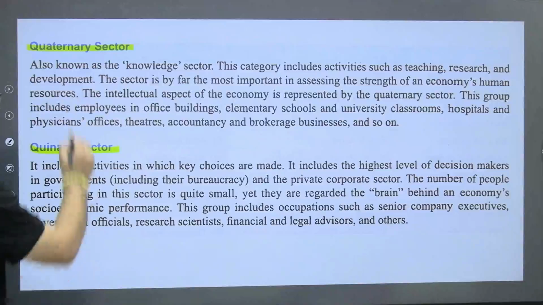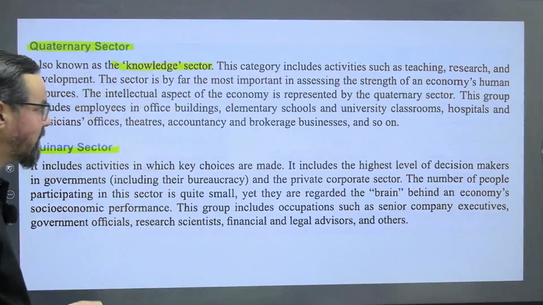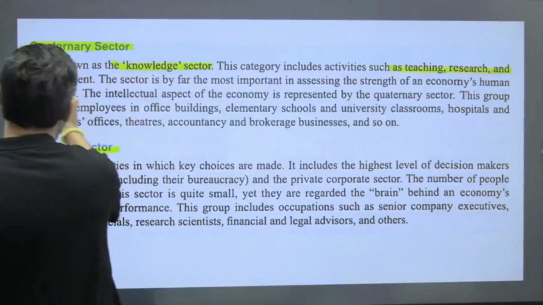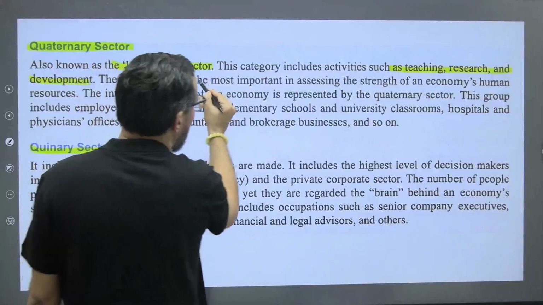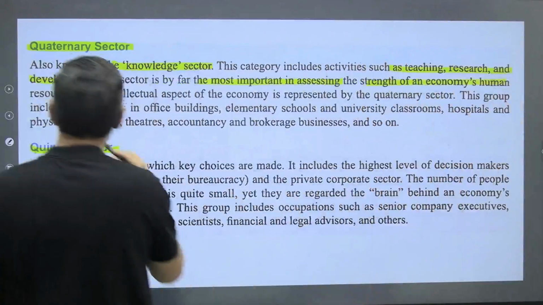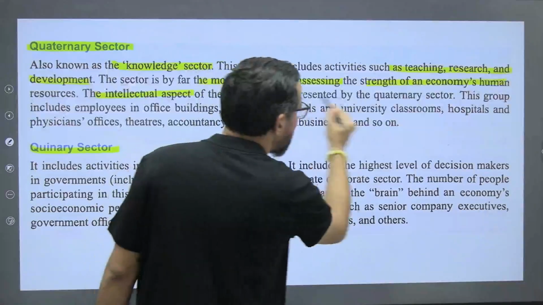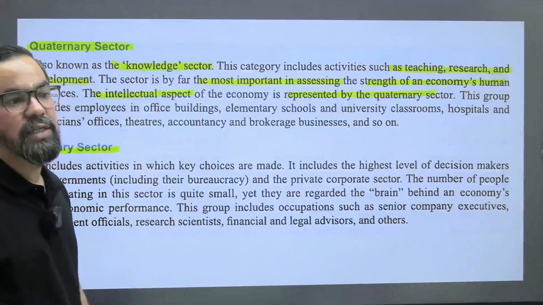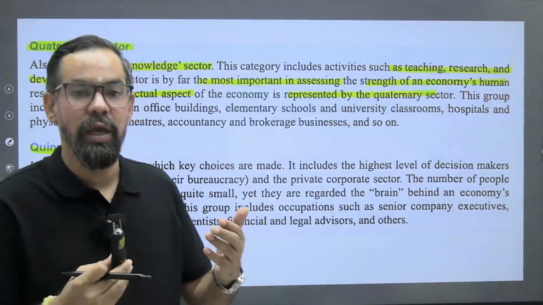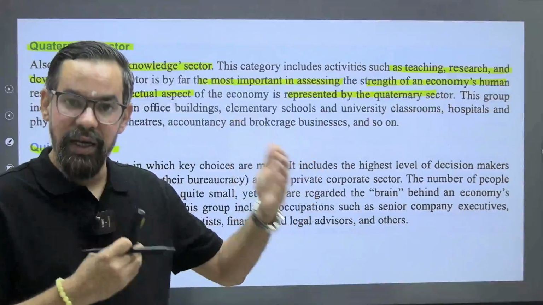So when it comes to the quaternary sector, it is also known as the knowledge sector, as I earlier told you. This category includes teaching, research, development. The sector is by far the most important in assessing the strength of the economy's human resources. The intellectual aspect of the economy is represented by the quaternary sector. Basically it is expertise-based people, they are employed and working in these areas.